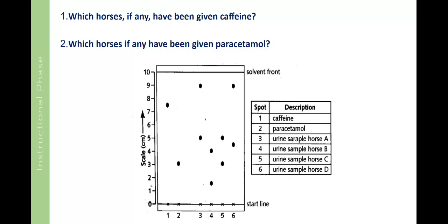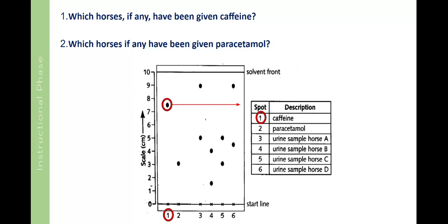So which horse, if any, have been given caffeine? So if I look on the table, caffeine is spot 1. So let's look on the graph. Spot 1, okay, has got a spot or a dot between 7 and 8. Now, if I look across the chromatogram, I can see there's no other dots that match up to the caffeine. So none of the horses were given caffeine.